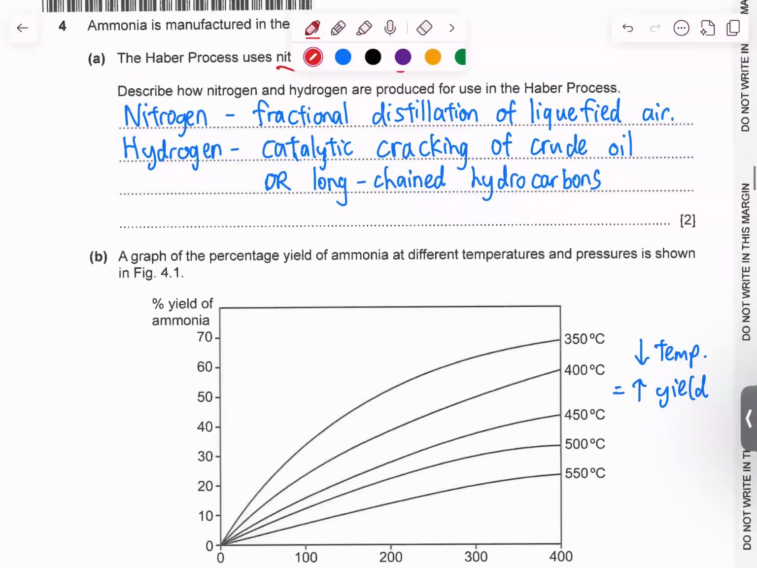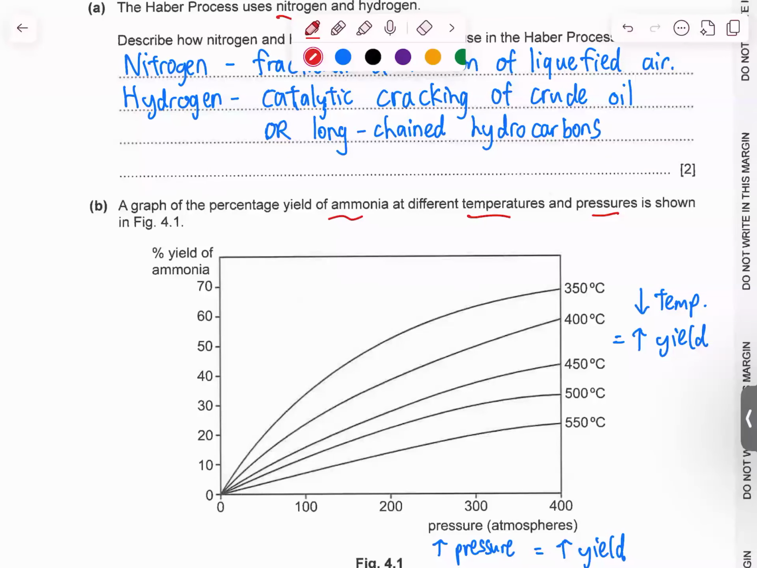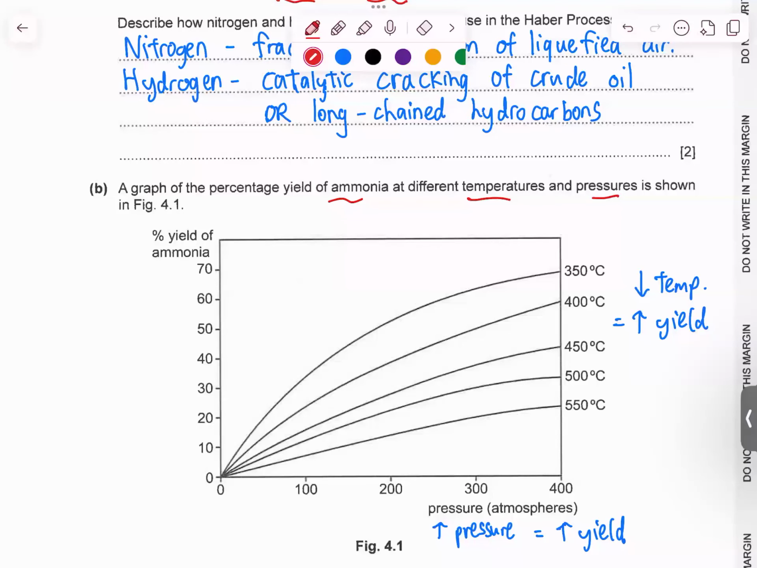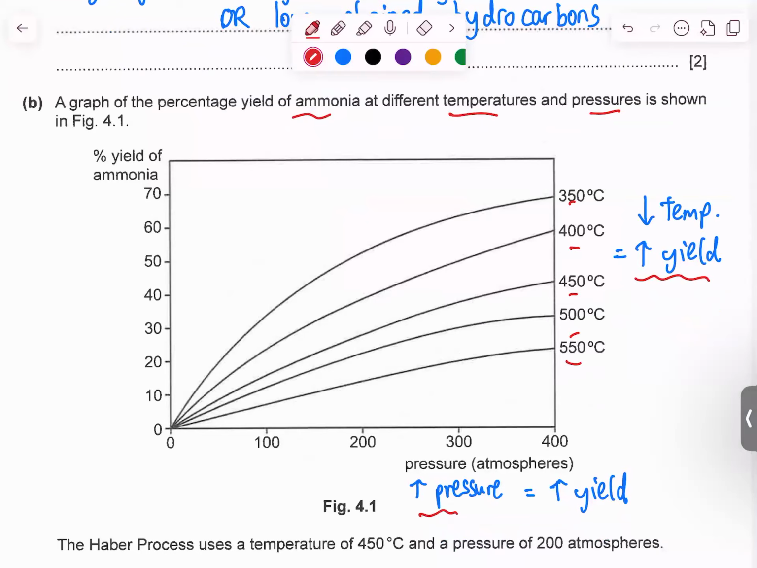The next one: the percentage yield of ammonia at different temperatures and pressures is shown below. Before even diving into the question, what can you observe? This is a good habit to have when you do exam questions. Before even diving into part A, part B, ask yourself, with the data given, what information can I get? I can see that when I decrease the temperature, the yield will increase, correct? Likewise, when I increase the pressure, the yield will also increase.